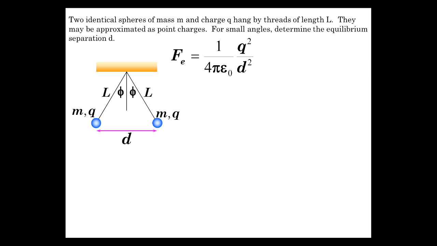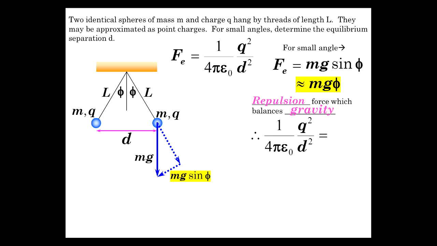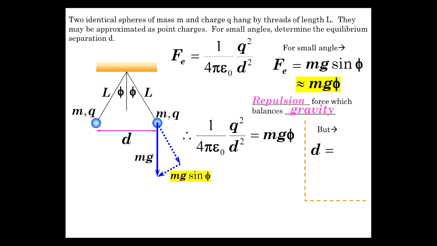The electric force is k Q Q over d squared. The gravitational force is mg. Here's the radial part. Here's the restoring part, the tangential part. And that's mg sine of phi. So mg sine of phi is what is going to fight the electric force. So for small angles, Fe equals mg sine of phi, which is mg phi, because sine of phi and phi are approximately the same. So that's the repulsion force balanced by gravity. Then k q squared over d squared equals mg phi.